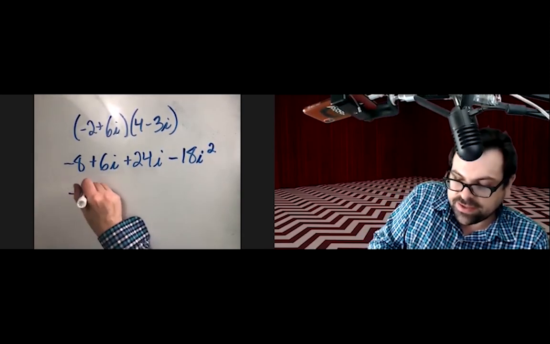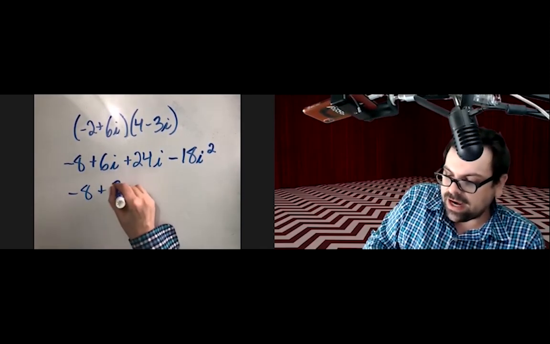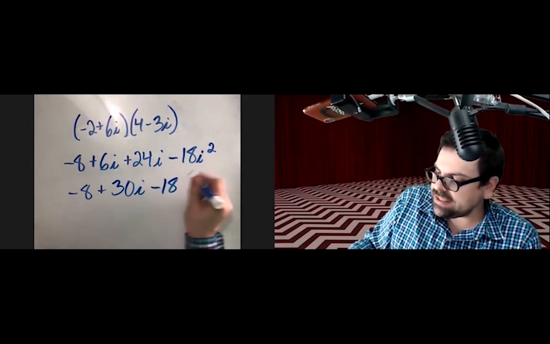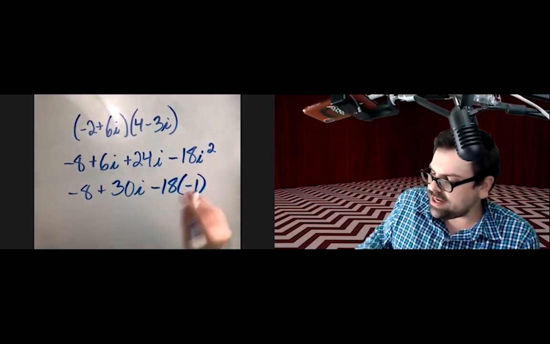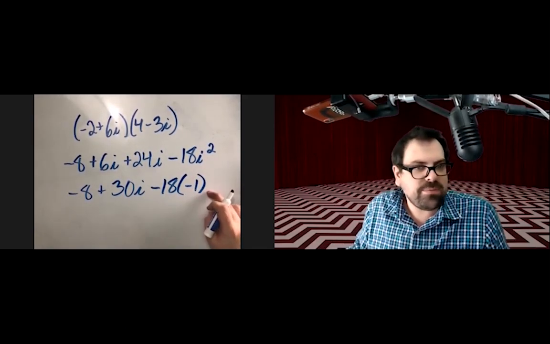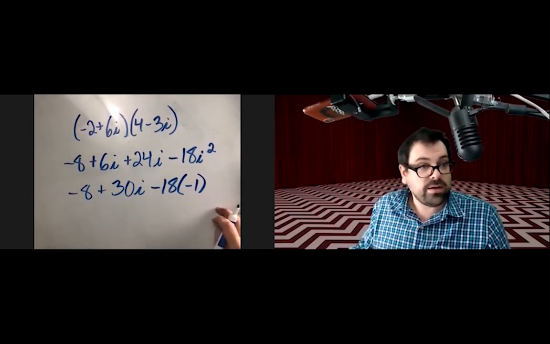Combine like terms in the center. 6i plus 24i is positive 30i. And then negative 18 times i squared is negative 18 times negative 1. That's the only new step here. i squared is negative 1. And now keep going.